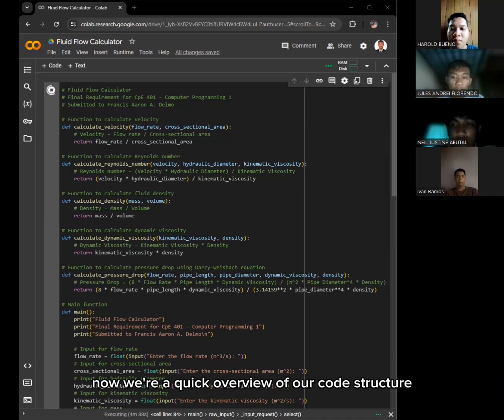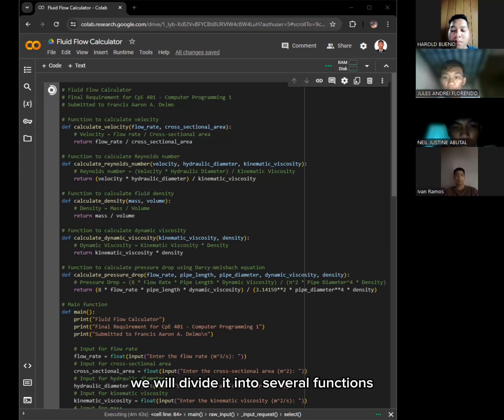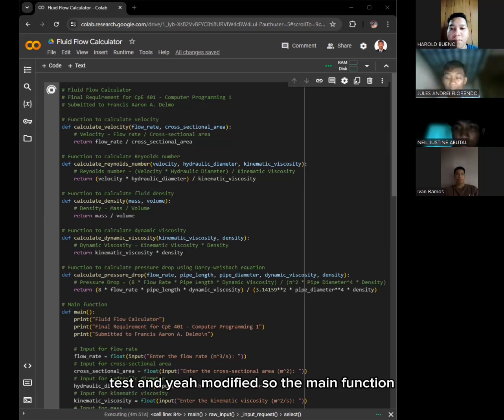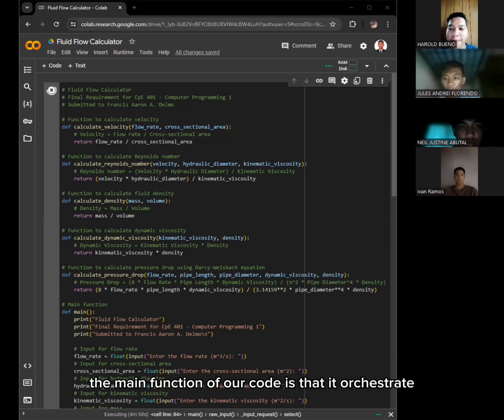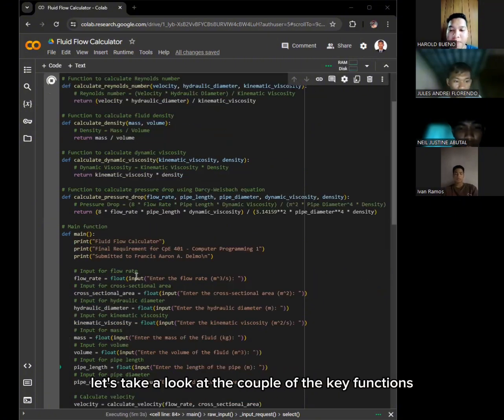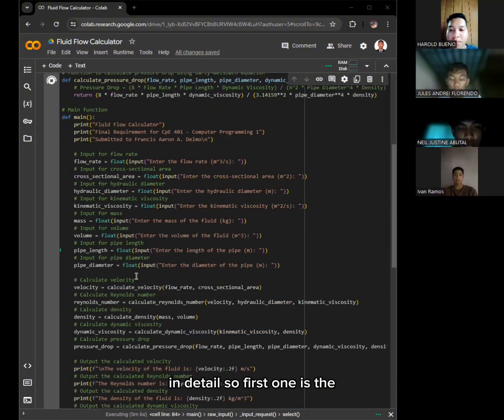All right, now for a quick overview of our code structure. We divided it into several functions for better organization. We opted for a modular design, which makes the code easier to understand, test, and modify. The main function of our code orchestrates the user inputs and calls our defined functions to perform the calculation. Let's take a look at a couple of the key functions in detail.